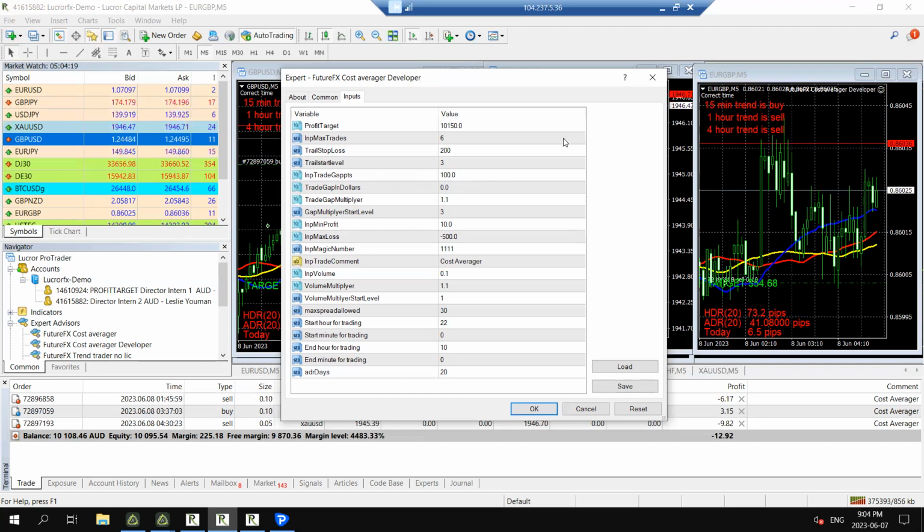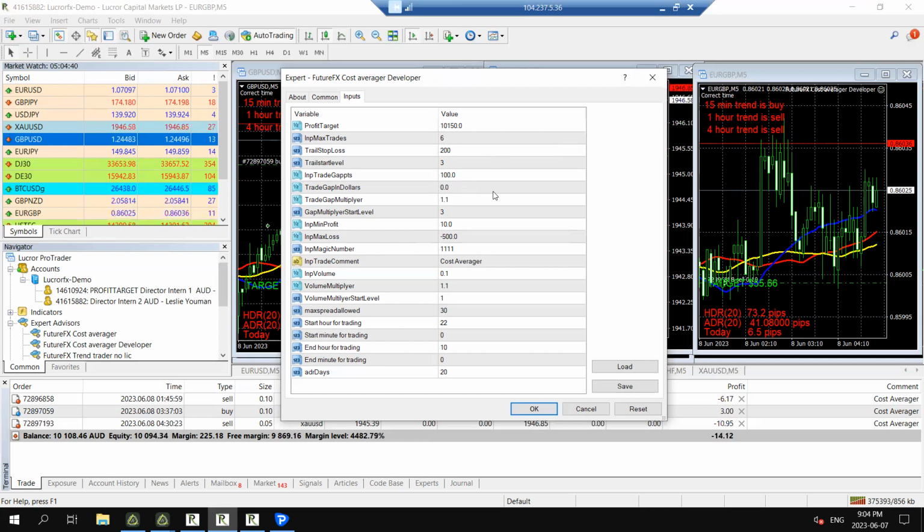Now, 100 points on this particular pair would equate to $0.001, so it'll be 1/10 of a cent in the dollar value here. Why do I have that option?